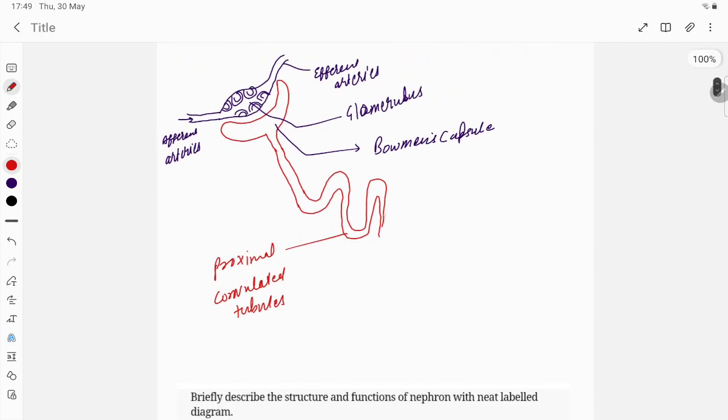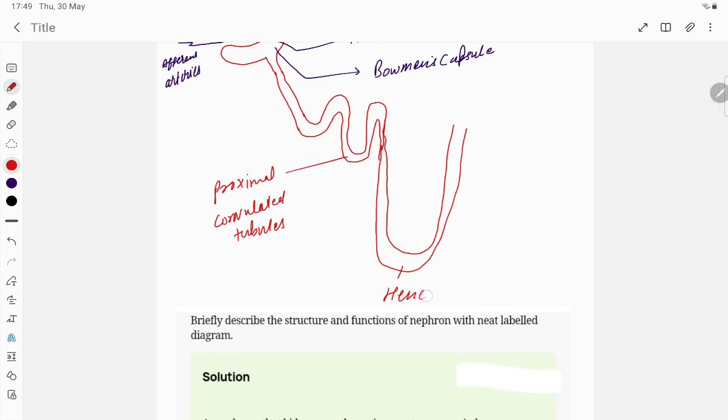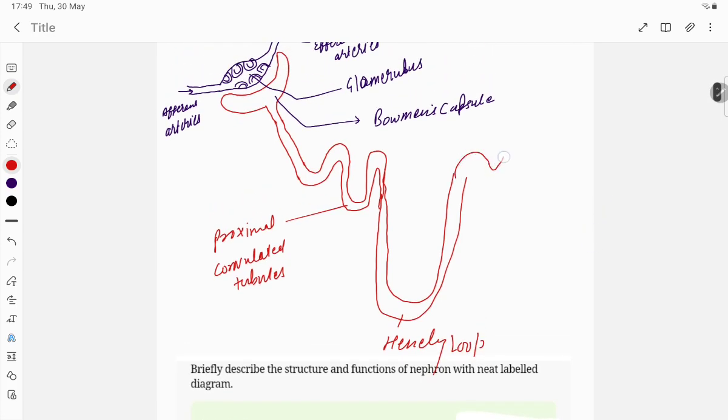Now from this proximal convoluted tubule, what is happening? A U-shaped tube is there, that is called the loop of Henle. Through it, it is connecting with the distal convoluted tubule. This is the distal convoluted tubule. And finally, it is going to the collecting duct.